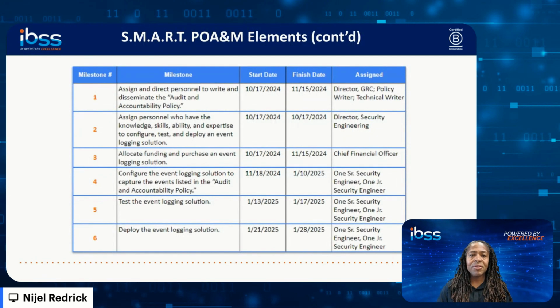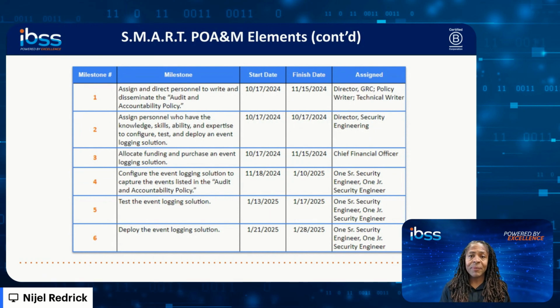Now what we've done is we've created a sample POAM that your organization can utilize, sample template, so to speak. We have 6 milestones, and these milestones are not unfamiliar to you. You've seen them. We've just now organized them in somewhat of a template format. So our first milestone, as we've talked about, is to assign and direct personnel to write and disseminate their audit accountability policy. You've seen the start and finish date, but then who's assigned to that milestone?